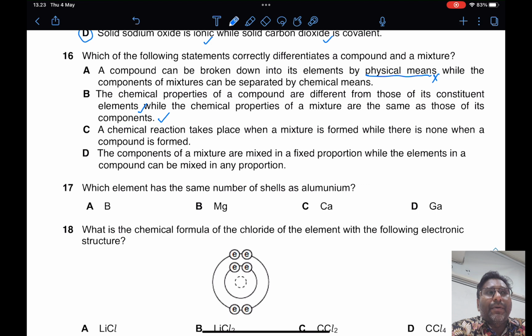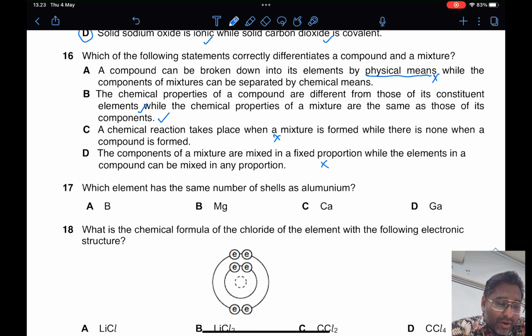So chemical properties are going to be different. Let's say for example carbon. Their chemical properties will be different if you have carbon in the form of carbon dioxide. So they are different. Now C, a chemical reaction takes place when a mixture is formed? No, a chemical reaction takes place only when a compound is formed. So this is wrong. The components of a mixture are mixed in fixed proportion? No, a mixture is not a fixed proportion. A mixture can be any proportion.